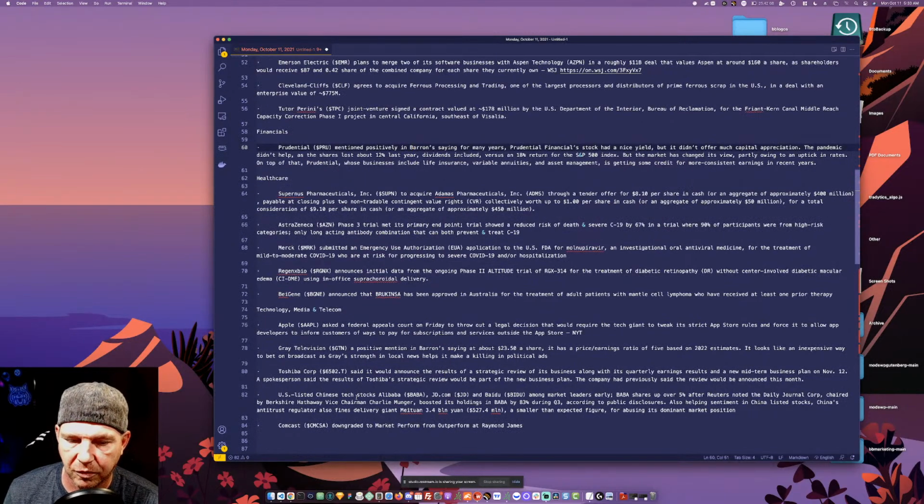Comcast got downgraded to market perform from outperform by Raymond James. Yep, Comcast is not doing its job. This is important news here. U.S.